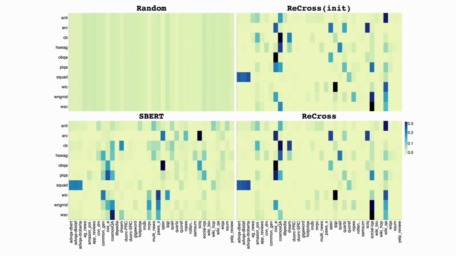And to better understand the retrievers, we also draw a heat map to visualize the distribution of the retrieved data for each target task over all the upstream tasks. We can see that the behavior of SBERT and ReCross is very different from each other. And we think it's a very important future direction to get a deeper analysis on the task correlation and also the example utility from the retrieval stage.